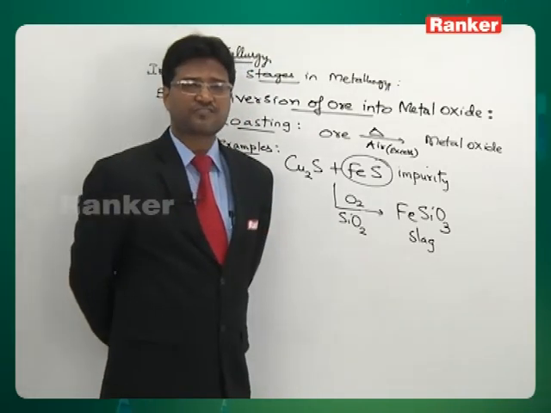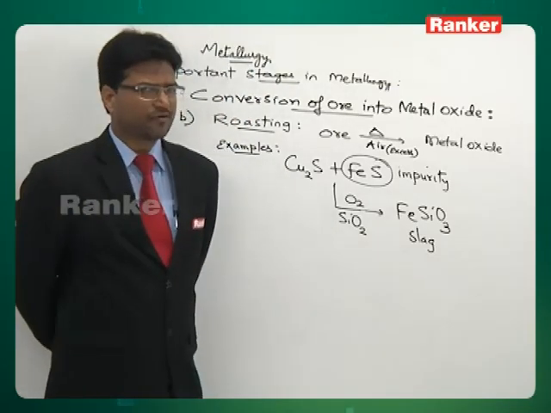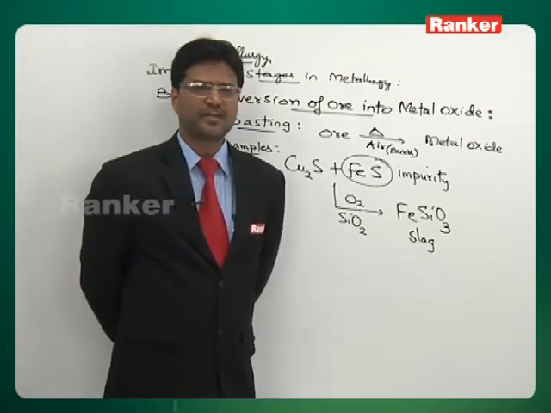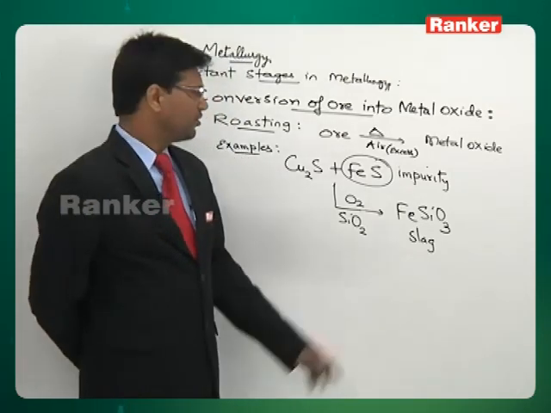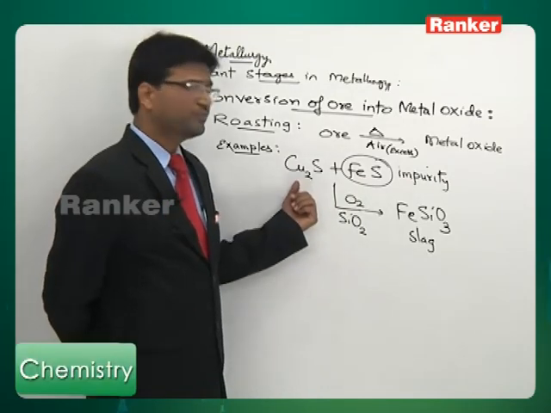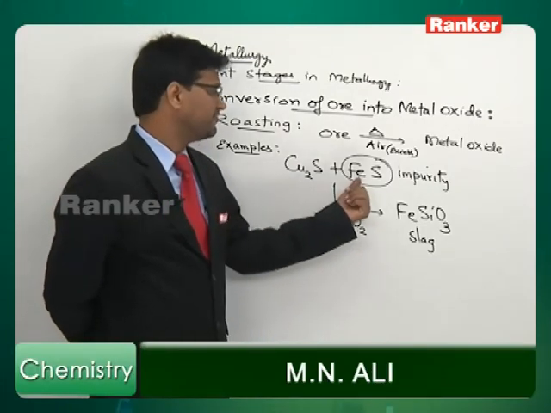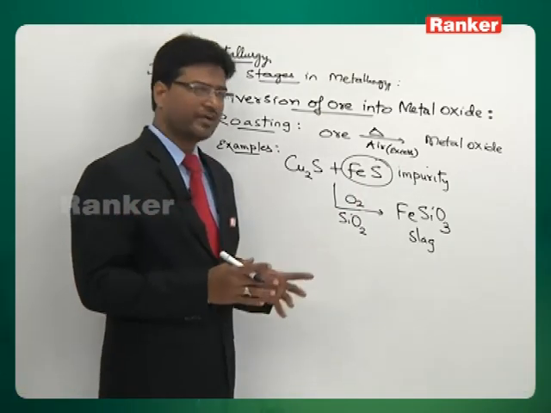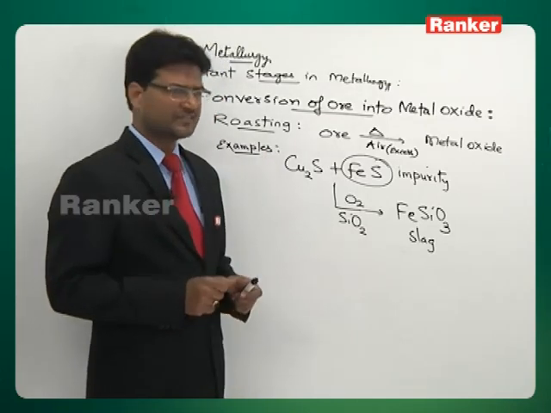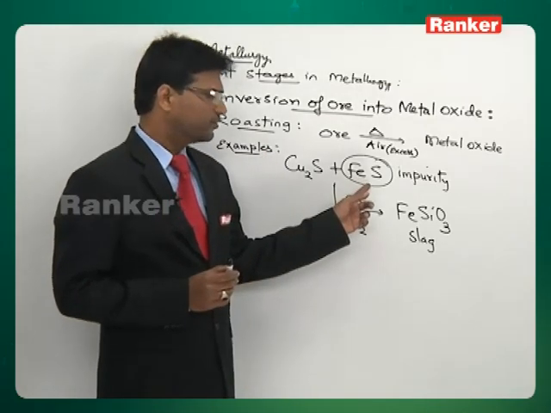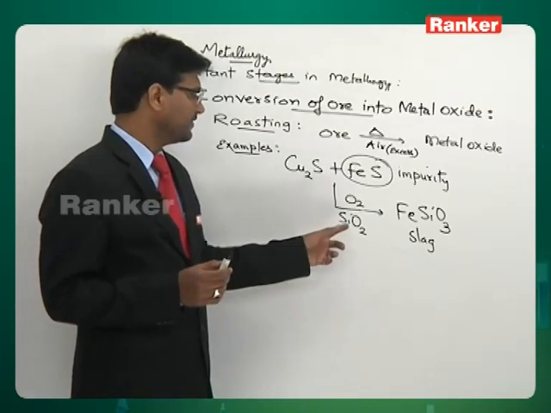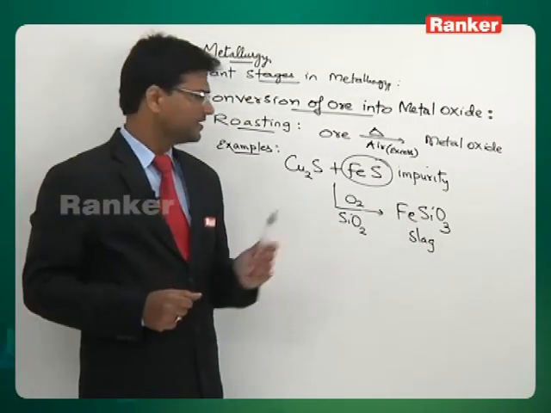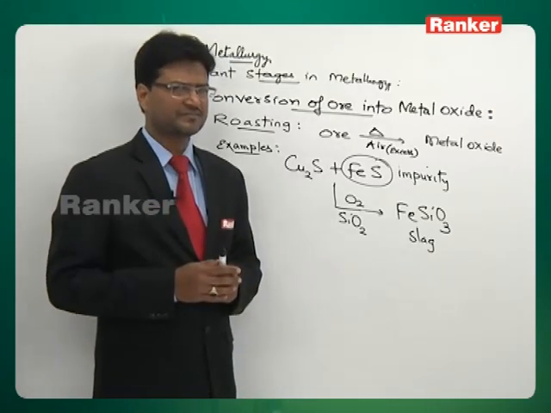So during roasting of copper pyrites, SiO2 is introduced. This will remove FeO as FeSiO3 slag. As long as FeS is present, Cu2S will not get oxidized because Fe is present above copper in the activity series. So it is more reactive, more prone to get oxidized. So this will become FeO. The moment it becomes FeO, it will react with SiO2 to become FeSiO3 and therefore can be removed from the ore. That's an advantage.